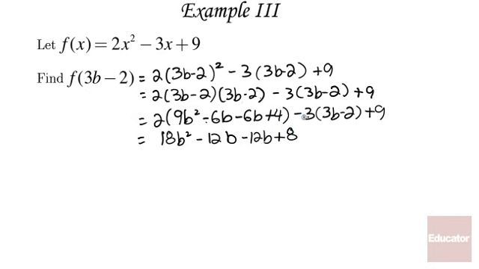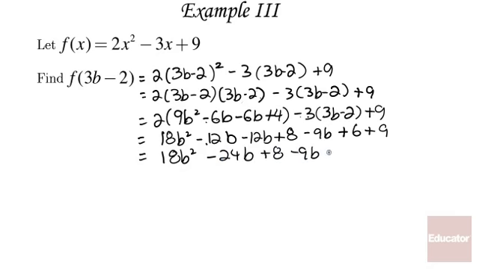Now, distributive property again here. Negative 3 times 3b is going to give me negative 9b. Negative 3 times negative 2 is going to give me plus 6, and then a 9. Adding like terms, negative 12b and negative 12b is negative 24b. And I've also got some more simplifying I can do. So this is 18b squared. Negative 24b and negative 9b is going to give me negative 33b. 8 and 6 plus 9, so that's 15 plus 8 is 23.